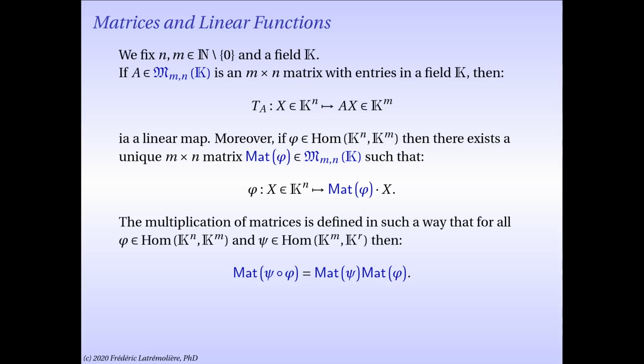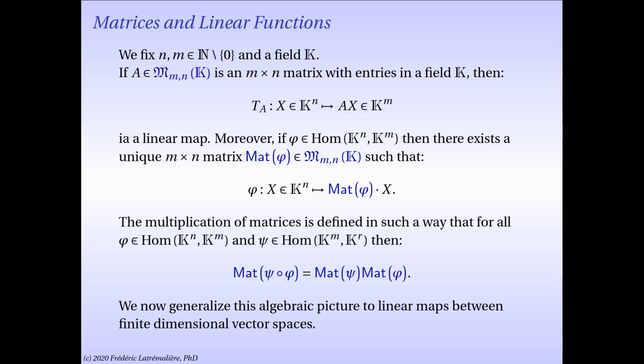The multiplication of matrices is defined in such a way that for any linear map phi from k^n to k^m, and for any linear map psi from k^m to k^r, the matrix of psi composed with phi is the product of the matrix of psi with the matrix of phi. We now generalize this algebraic picture to linear maps between finite dimensional vector spaces.